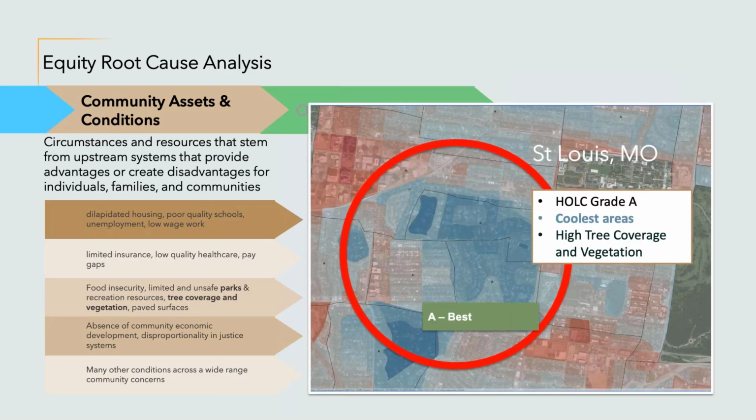Looking closely, we see that this area that was graded A or best was one of the coolest areas in St. Louis at the time. These cooler temperatures have been linked to high tree coverage and vegetation.